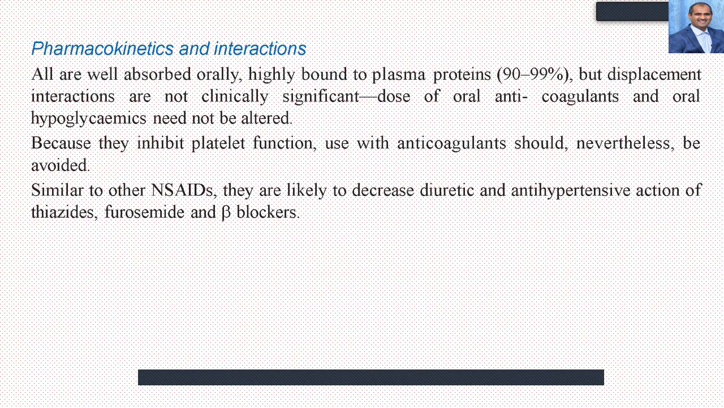And the pharmacokinetic property is very much the same as that of the general NSAIDs. One of the important things is the plasma protein binding is very, very high here, 90 to 99%, but displacement interactions are not clinically significant, meaning the dose of oral anticoagulants and oral hypoglycemics need not be altered. So there is a competition between two drugs, especially the NSAIDs and the anticoagulants and oral hypoglycemic drugs. They are going to displace, and such action is not seen in the case of these particular agents.